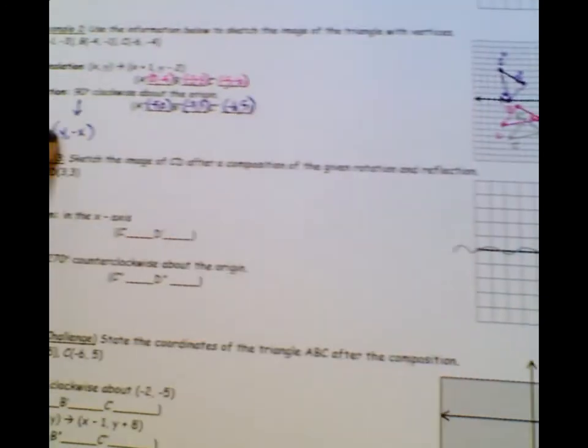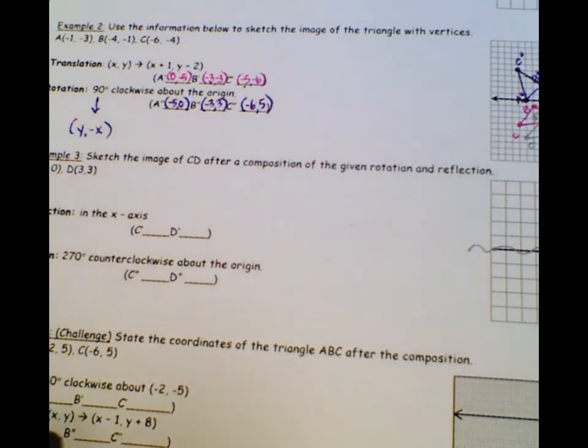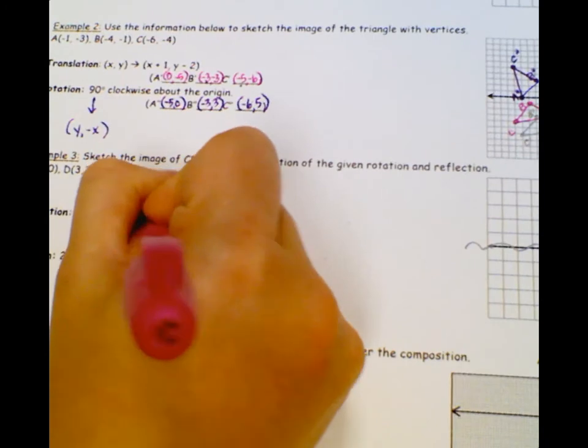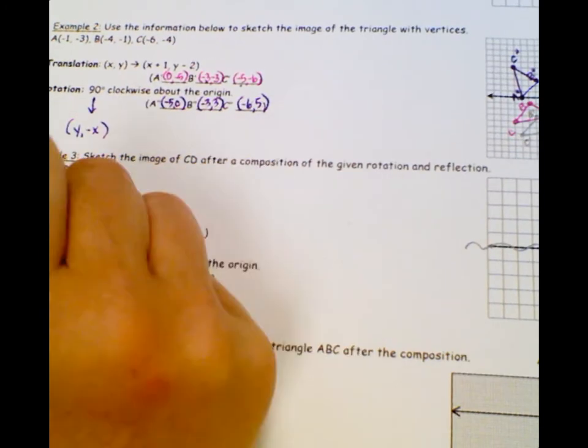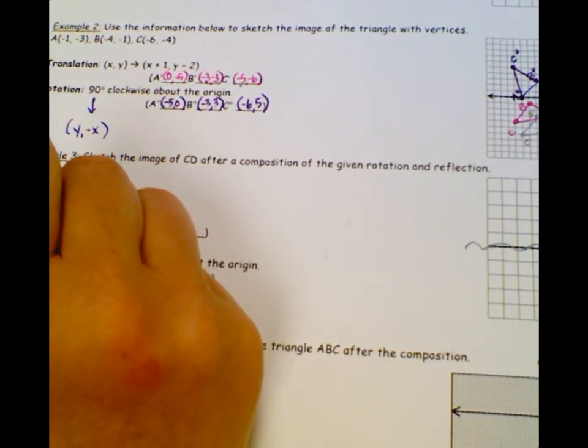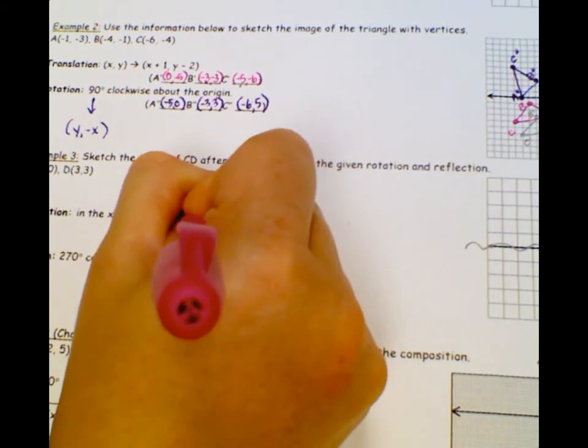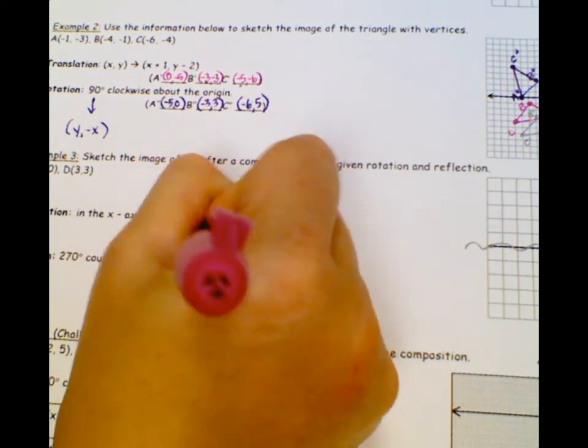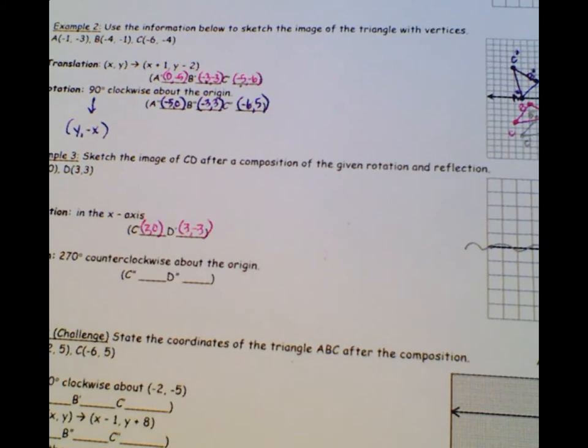So when we come over here to write the ordered pairs, C is actually the same thing, 2, 0. D actually changed. So 2, what is it, 3, -3? Okay, so just kind of remember that. If you're on the line of reflection, you do not move.